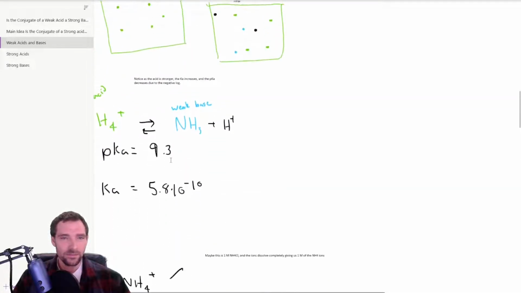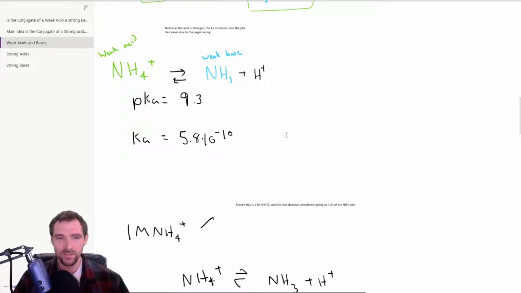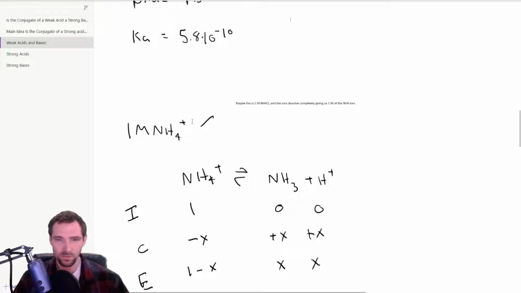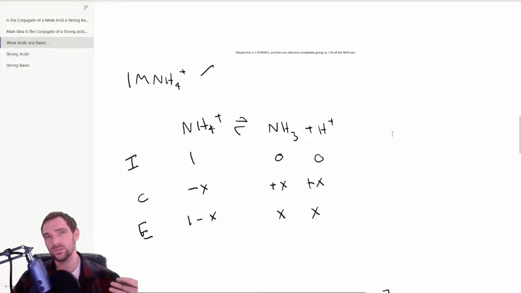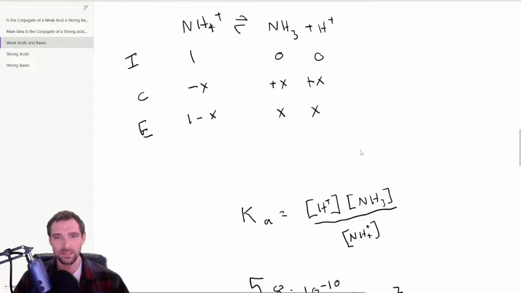So if we have this reaction where we've got ammonia and ammonium, I think this is ammonium and this is ammonia, right? You can have its pKa value. Let's say that you have 1 molar of the NH4 plus. This is going to go toward its equilibrium constant. It is a weak acid, and so it's going to give off some protons, but not very much. So this will dissociate, but we expect it to be small.